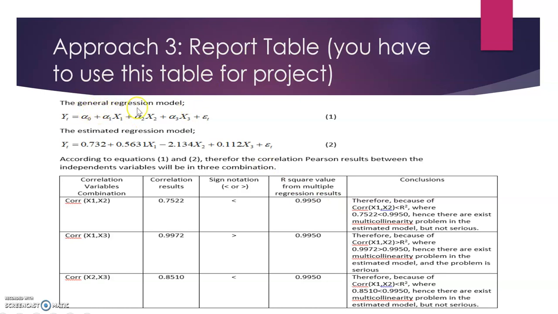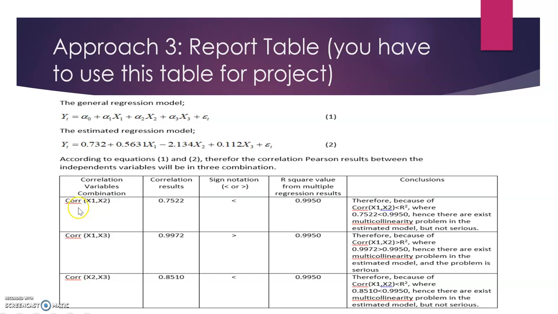For the general regression model, you have to report the estimated models as equations 1 and 2. According to equations 1 and 2, the Pearson correlation result between the independent variables will be in 3 combinations. Because you have x1, x2, and x3, the Pearson correlation will also be in 3 combinations: correlation between x1 and x2, correlation between x1 and x3, and correlation between x2 and x3. The correlation result can be put here, and here you have to provide space for the sign, and the R square should be put here.